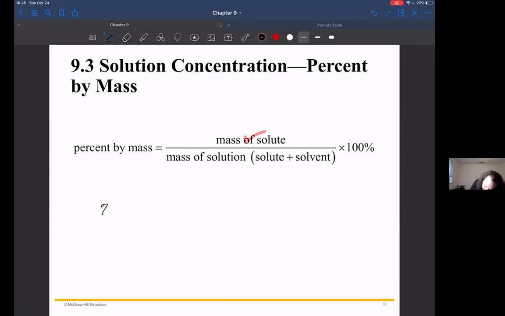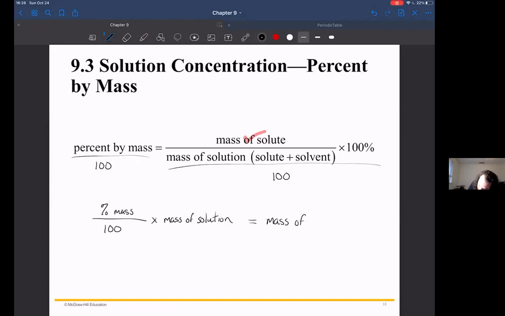I'm going to take the percent mass, divide it by 100, right? I'm going to move 100 over, and then multiply the whole thing by the mass of solution. If I do that, that would give me the mass of solute. All right, so that's what we're going to do in these next examples.